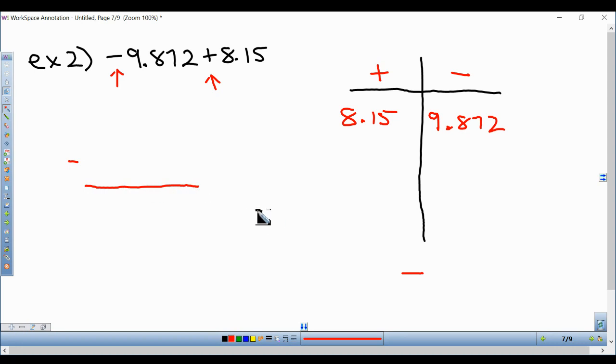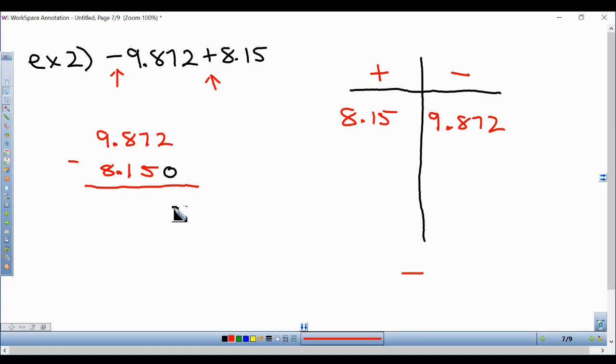The bigger number, not longer, but the bigger in value, the number with the higher absolute value, always goes on top. So 9.872 minus 8.15. Don't forget to line your decimals up. There's no number here, so it's like nothing. I can make it a 0 or I could leave it blank. Go ahead and make it a 0.